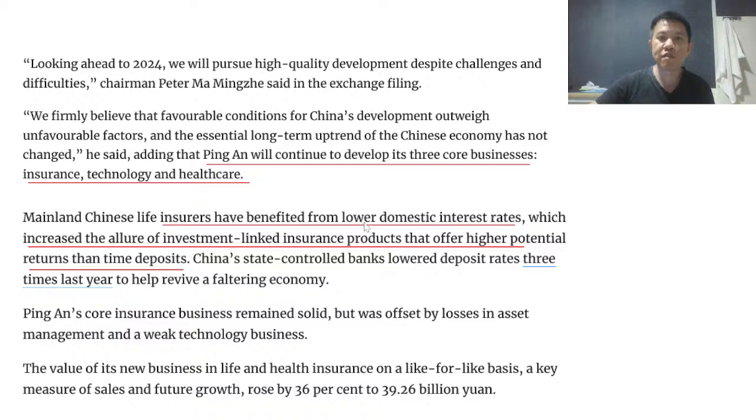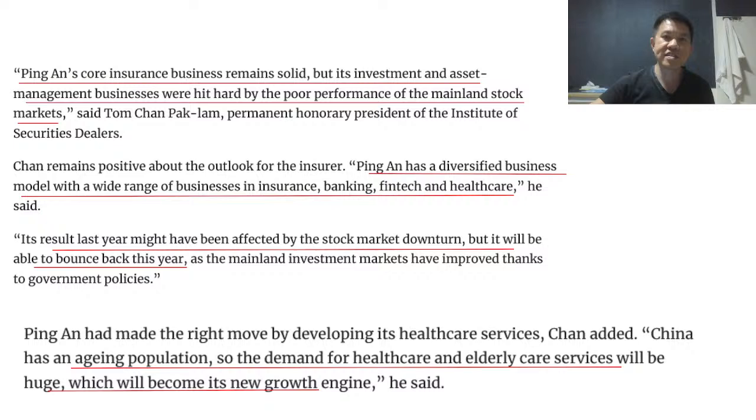So you put money in the bank, get a fixed deposit, it's a very low interest rate. Just like 1%, 2% only from your fixed deposit. It is very unattractive. So older folks, more mature folks, they want a safe product that has higher yield. So they'll go to insurance or investment-linked insurance products that offer higher potential return than the time deposit. So we saw Ping An, like I showed you all, their insurance business actually showed growth, but the one that dragged them down is the asset management.